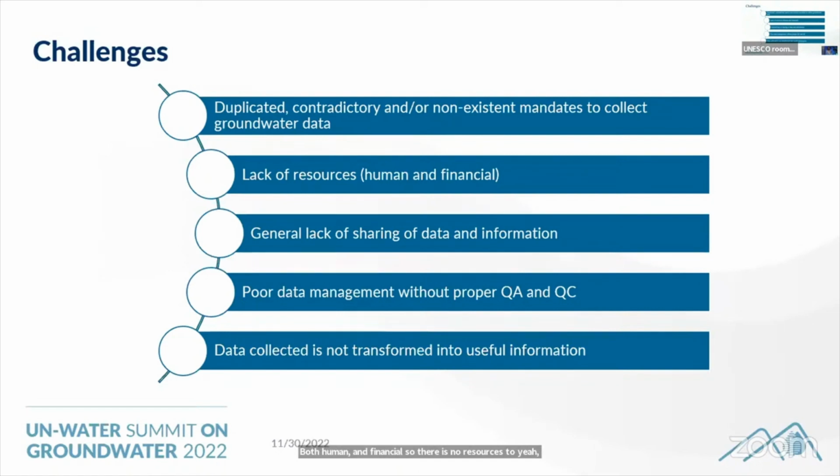We have a general lack of sharing of data and information. That can be because of many reasons: because the institutions don't want to do it, or because there is too much confusion about where the data is, so they cannot do it. There is also poor data management without proper quality assurance and control. So data is collected, but you cannot use it because the metadata is not there. For example, if you don't have the coordinates of where you took a measurement, then you cannot really use this data that you collected.